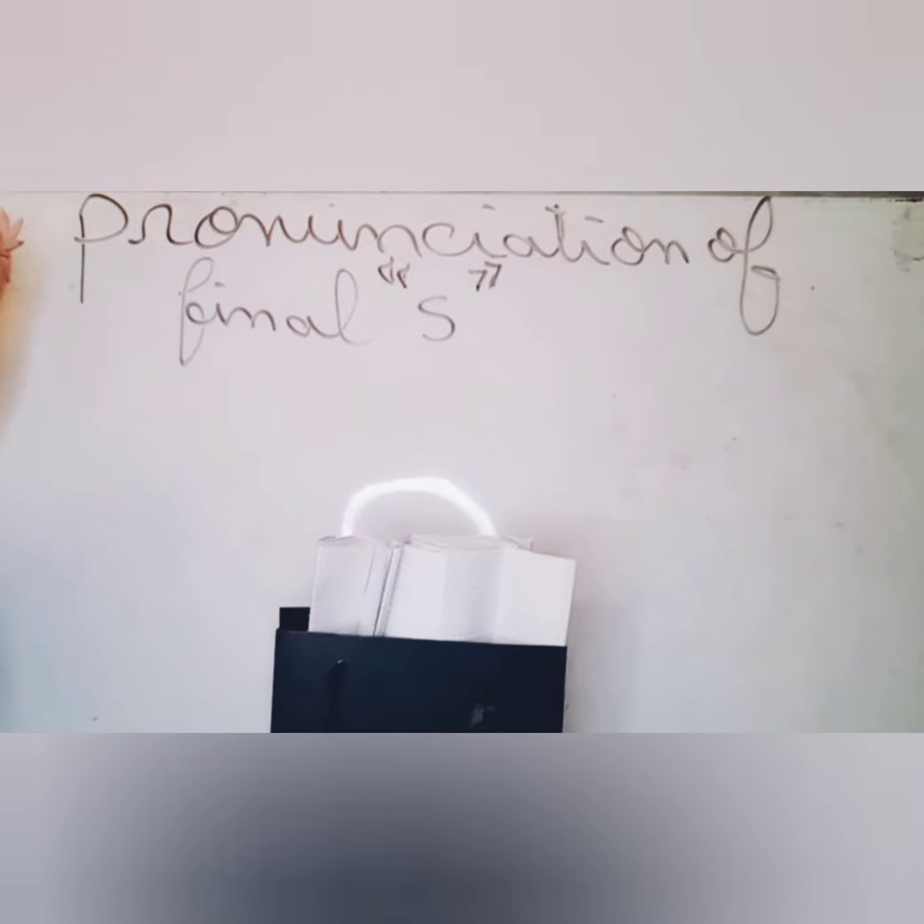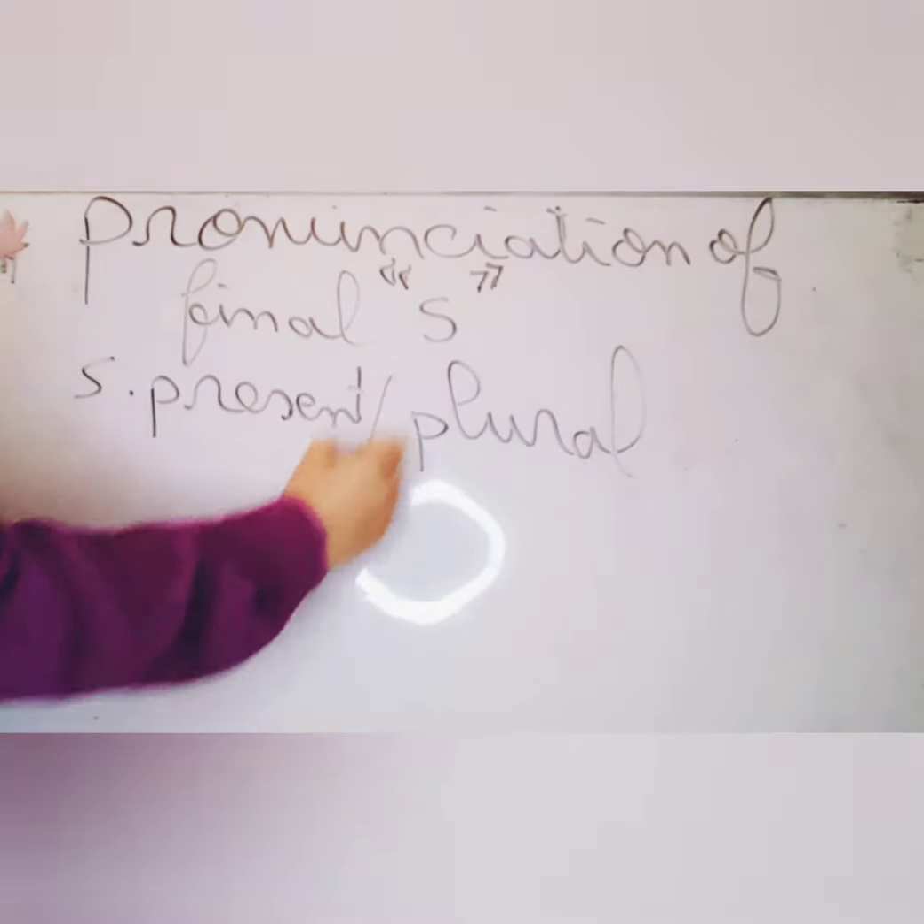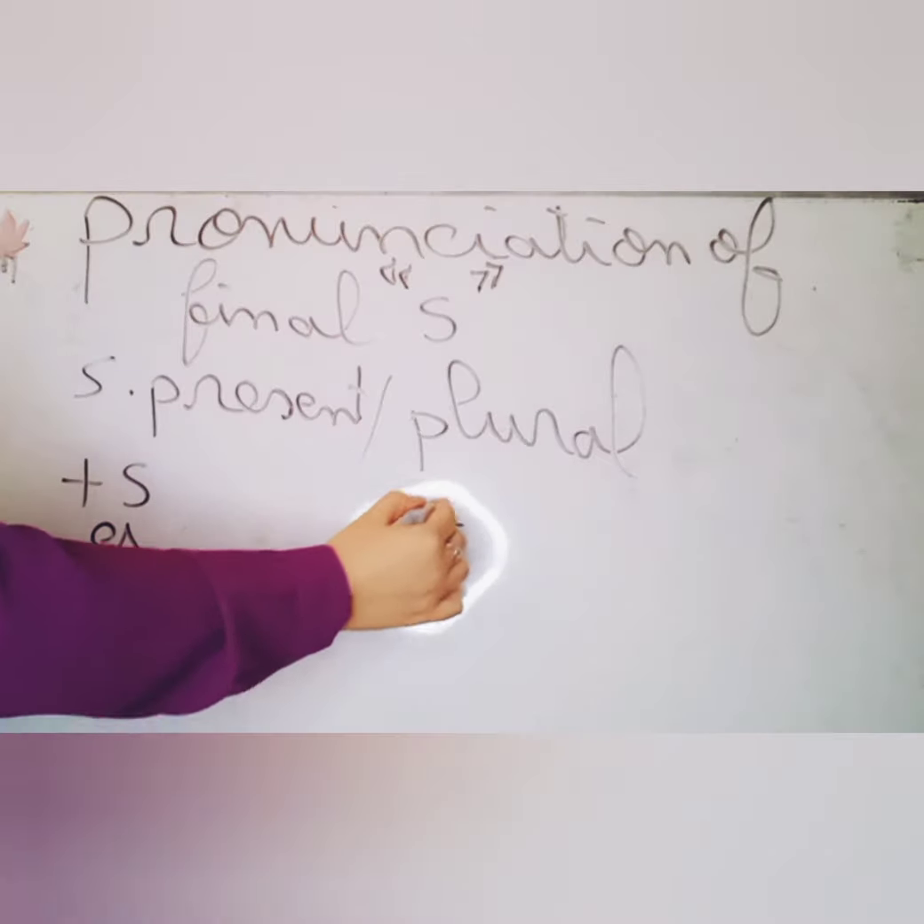Today's lesson is about the pronunciation of final S. We have final S with what? With simple present, with he, she, it, the third singular pronouns. We add S or ES to them, depending on the verb. When we conjugate verbs in the present tense with he, she, it, we add S or ES. And for the plural, we add S.